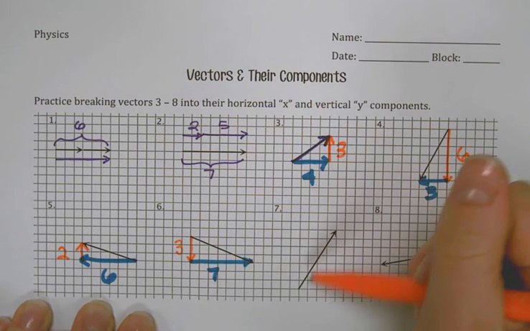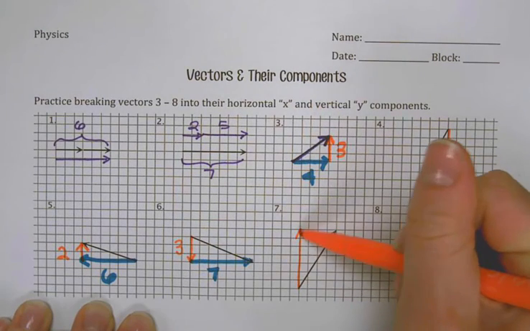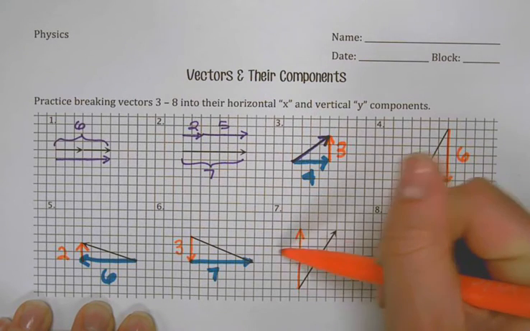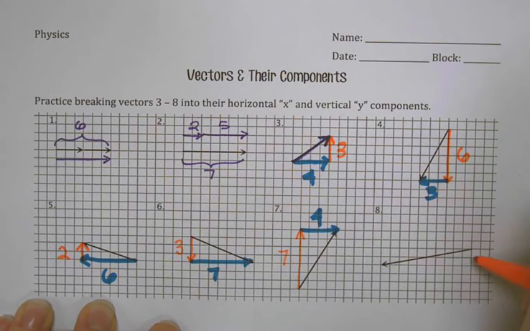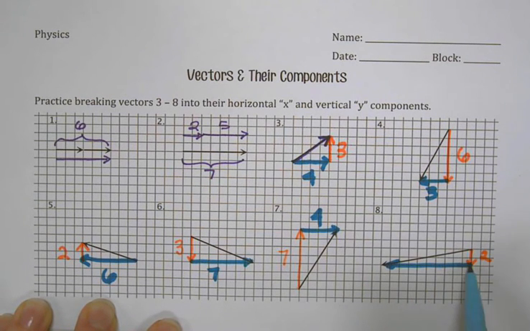For 7, we are looking at 7 up and 4 to the right. And for 8, we see that we are going 2 down and 9 to the left.